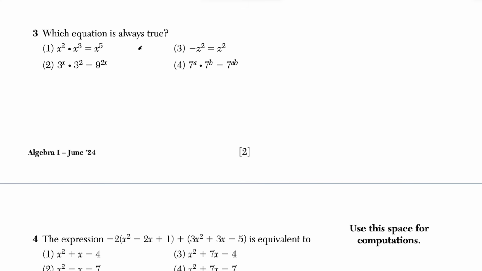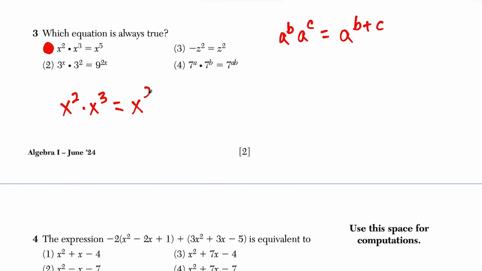Question 3, which equation is always true? And for this one, we have to know our properties of exponents. So when I have something like a to the b times a to the c, I multiply two exponents with the same base, I keep the base the same, and I add the exponents together. So choice 1 is already looking good because if I do x to the second times x to the third, I'm using this property of exponents. I'm doing x to the 2 plus 3, which is going to make x to the 5th.